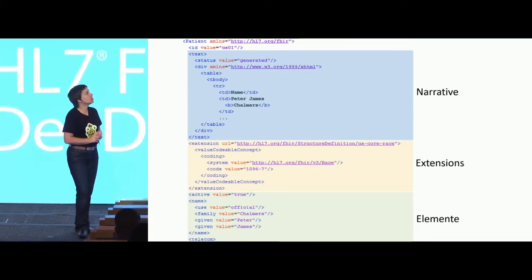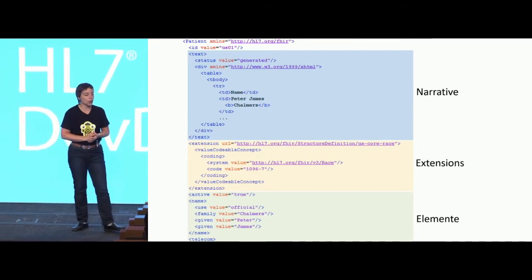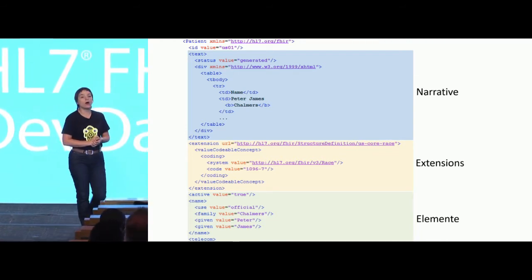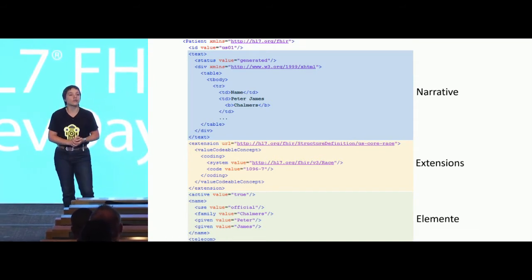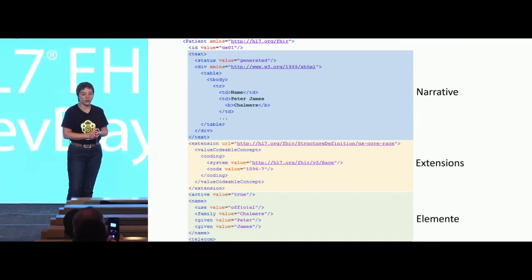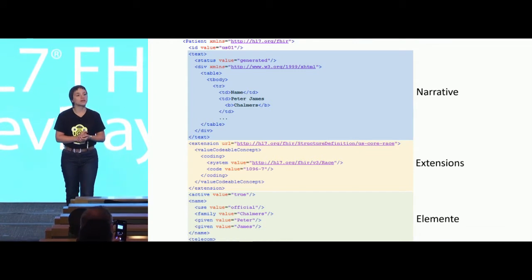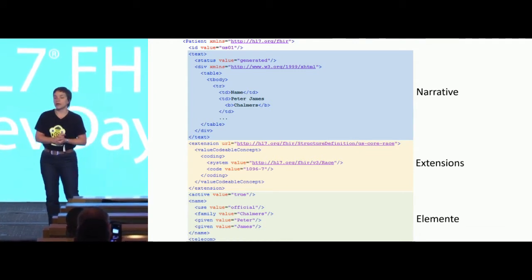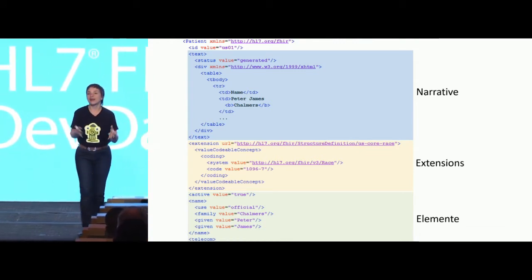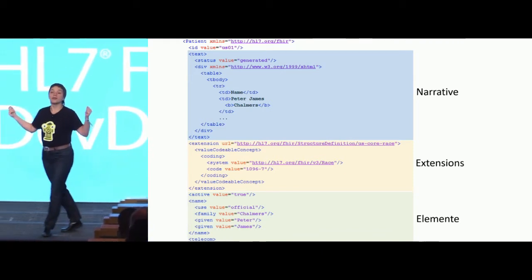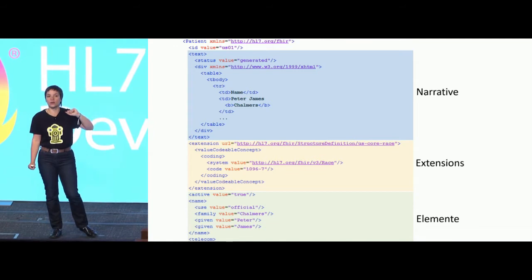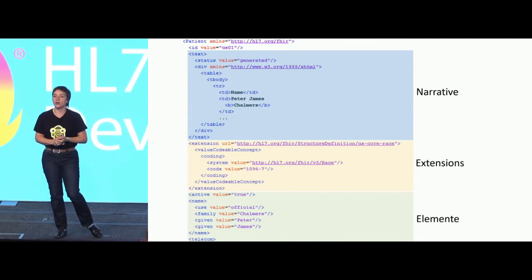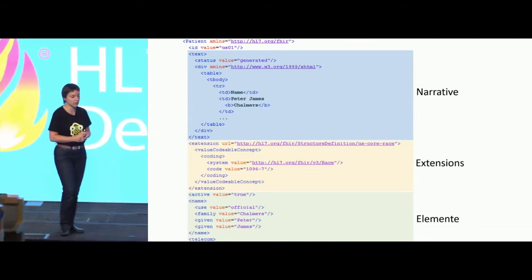So here's what a patient in XML would look like. In the blue box, we have what we call the narrative. That's basically a human-readable representation of the content of that resource. In this case, you can see it's just an HTML table. So if all interoperability would fail for some reason, at least we could take that part and display it to the end user, so he would have the full information that is contained in that resource.